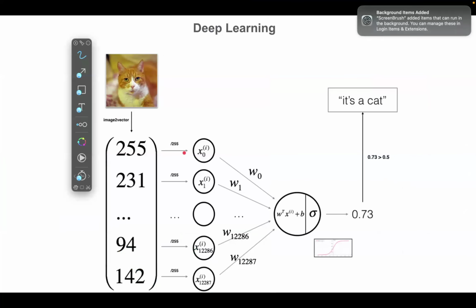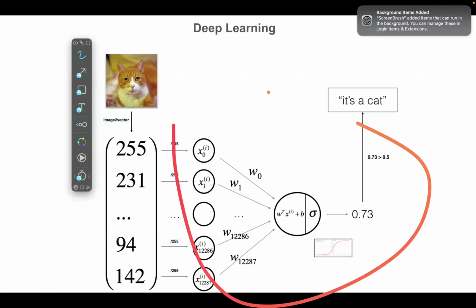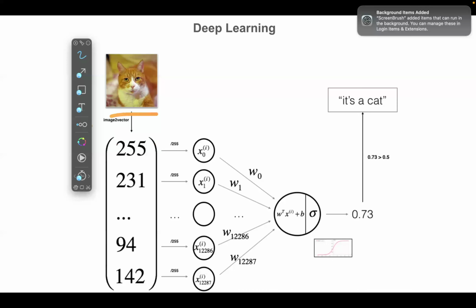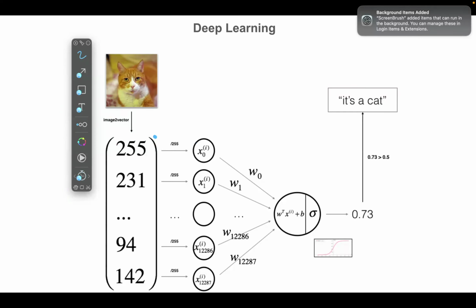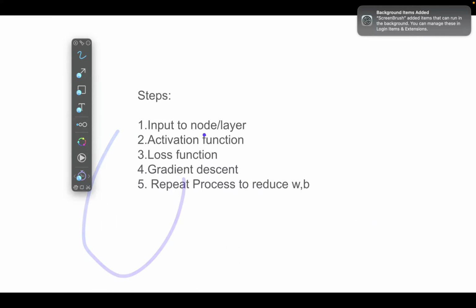Okay. So let's say we have this neural network model we want to build. In this case, this is a logistic regression model. It just has a very simple one-layer network. So what are the steps? The first step is this: we put input to the node layer, starting from input x0 to input 12,000 and something.